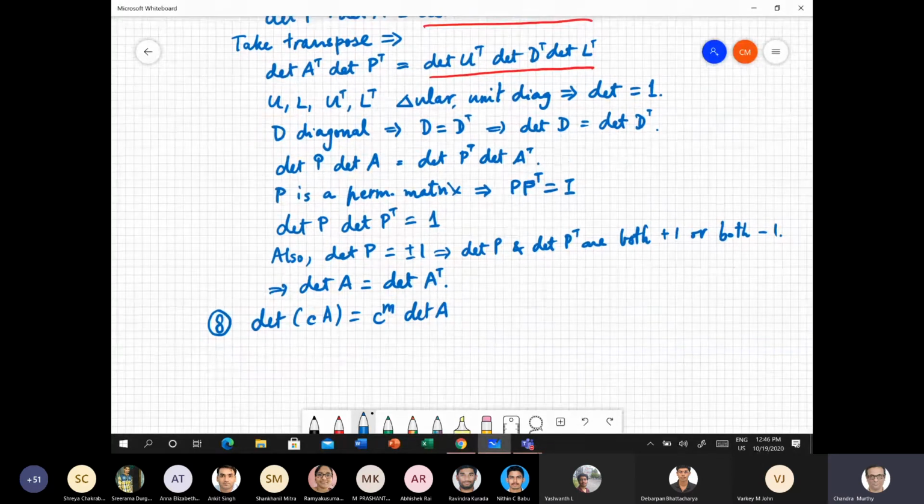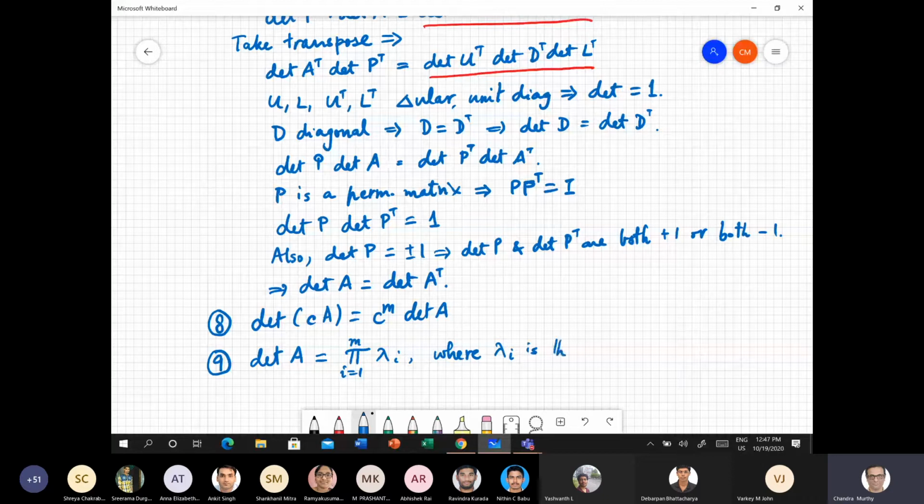Another property that you are probably aware of is that the determinant is the product of the eigenvalues of the matrix. We haven't formally defined eigenvalues yet, but this is a connection that I want to make right now, which we will revisit later. The determinant equals the product of lambda i, where lambda i is the ith eigenvalue of A.